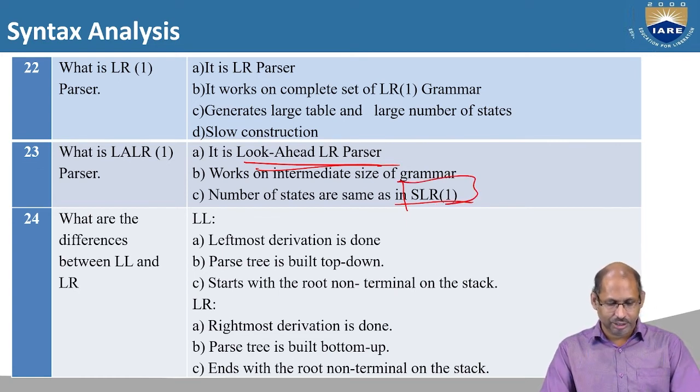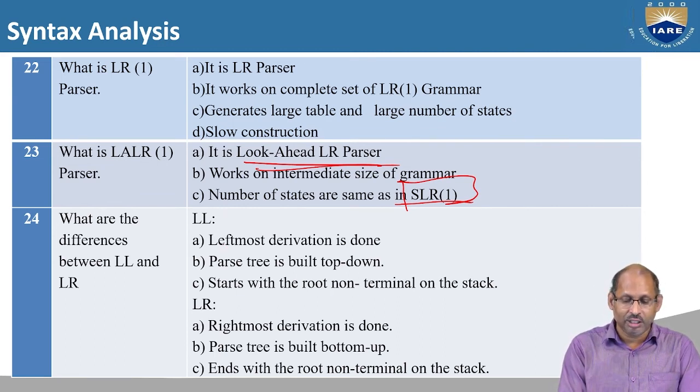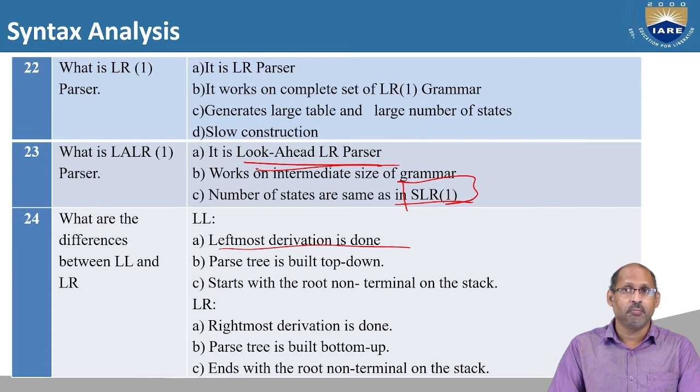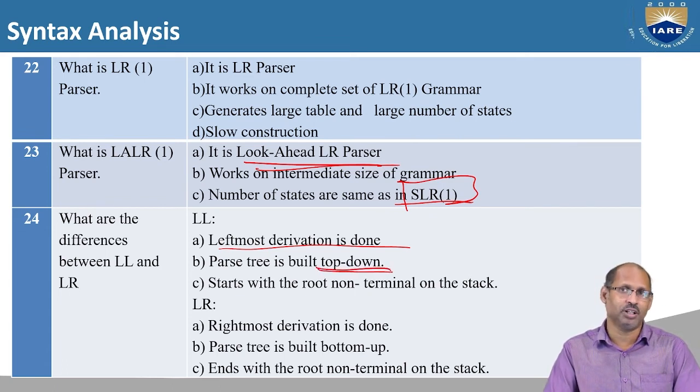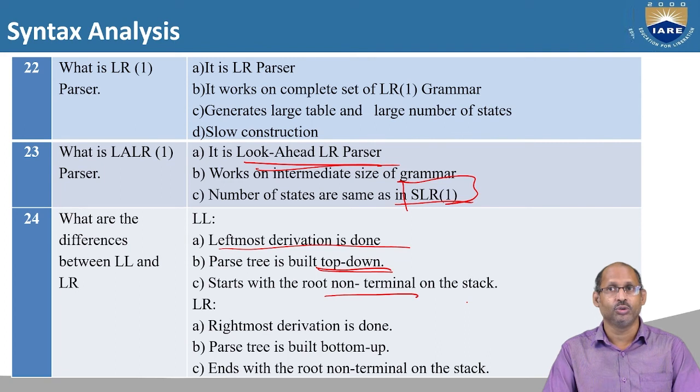So what is the difference between LL and LR parsers? An LL parser means leftmost derivation is done. The parse tree is built using the top-down parsing methodology. It starts with the root non-terminal on the stack.